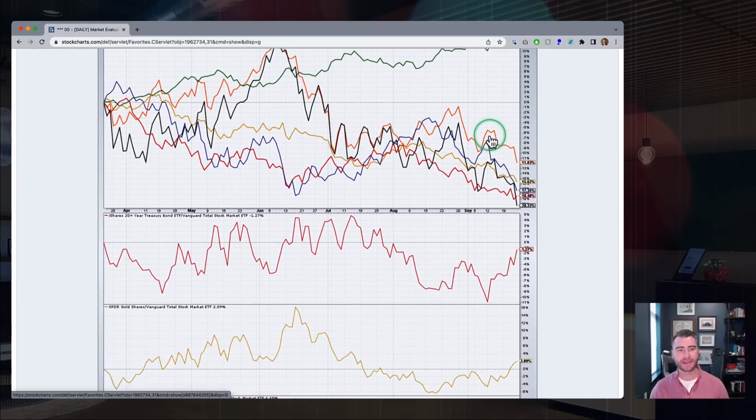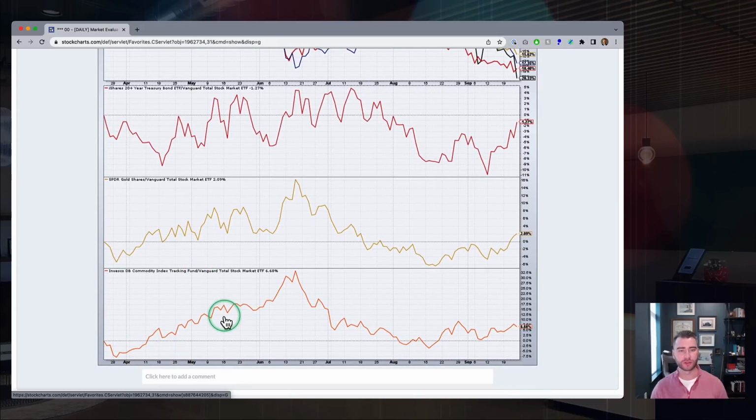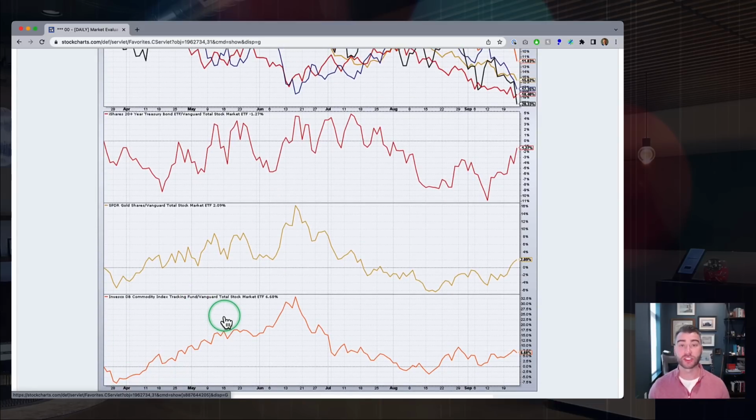And then down below, we've got a couple of key ratios that I like to follow. We've got bonds versus stocks, gold versus stocks, and commodities versus stocks. Now, as a proxy for stocks, I like to use VTI. You'll see that a ton through all of these lists. VTI is the Vanguard Total Index, and it represents the total US stock market. That's what I like to use as my proxy, my index for stocks.